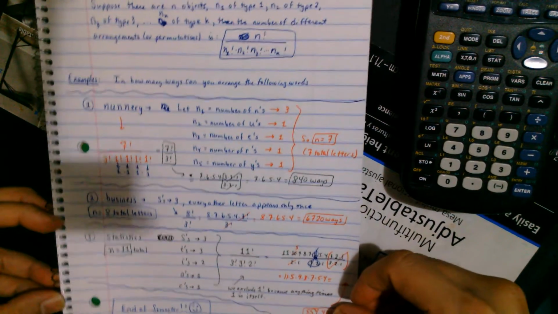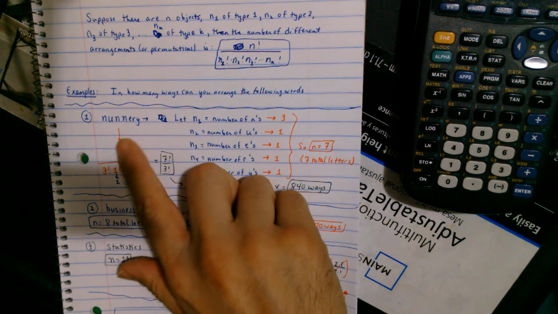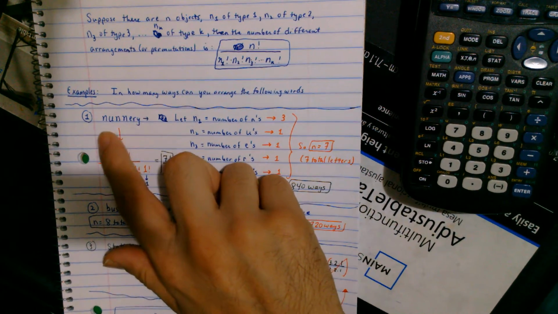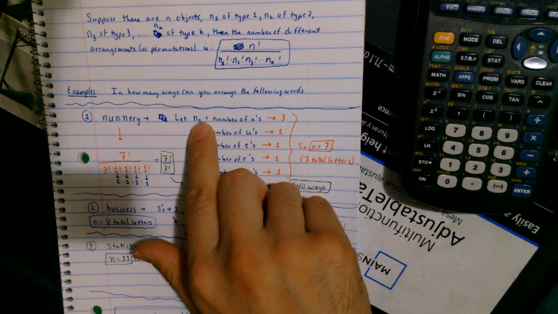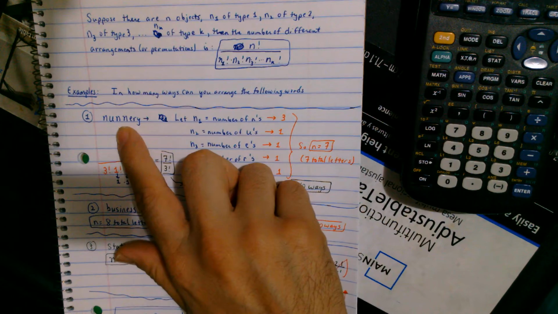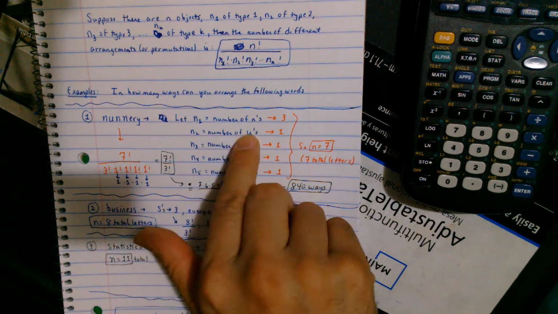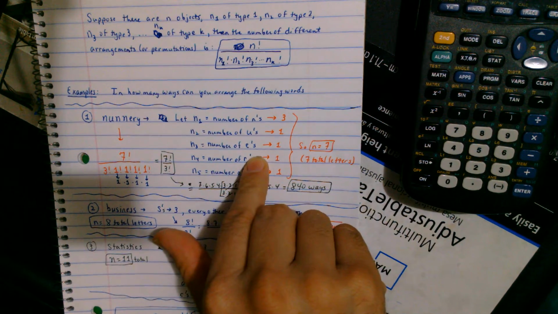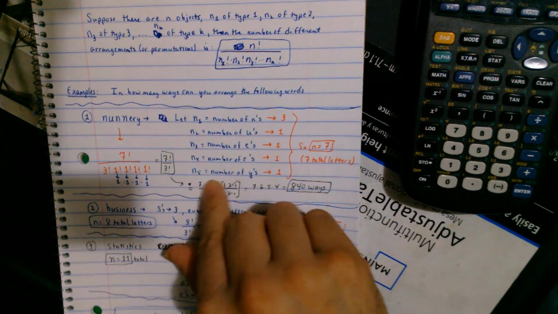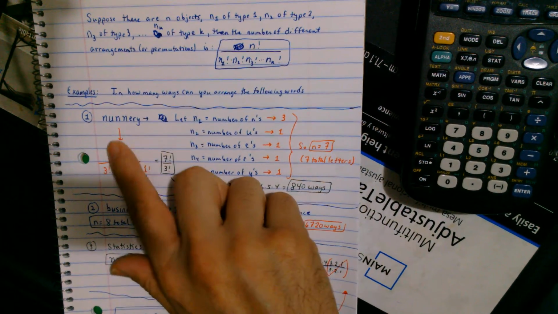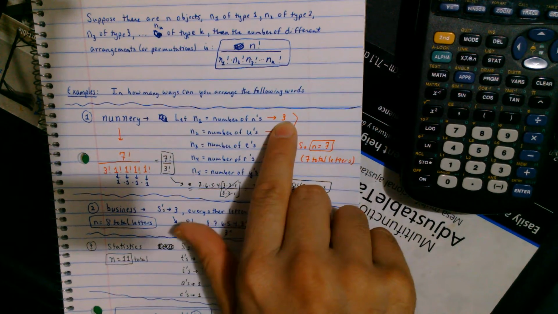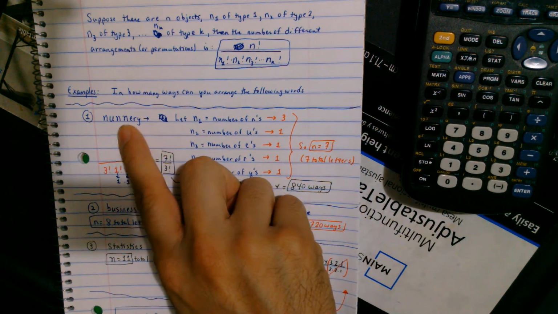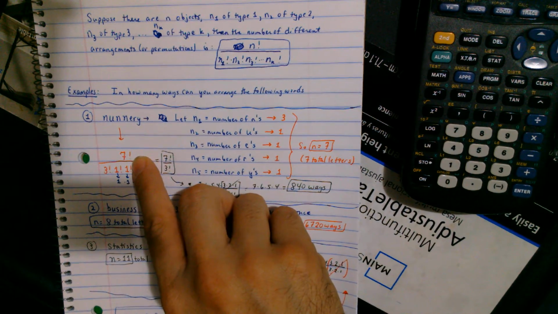Let's see if I can squeeze it down here a little bit. So the word nunnery, N-U-N-N-E-R-Y. Let n1 be the number of n's you see, n2 the number of u's, n3 the number of e's, n4 the number of r's, and n5 the number of y's. Notice that there are 3 n's in this word, and there's 1 of each of the other letters. There are 7 letters total, so n is 7.